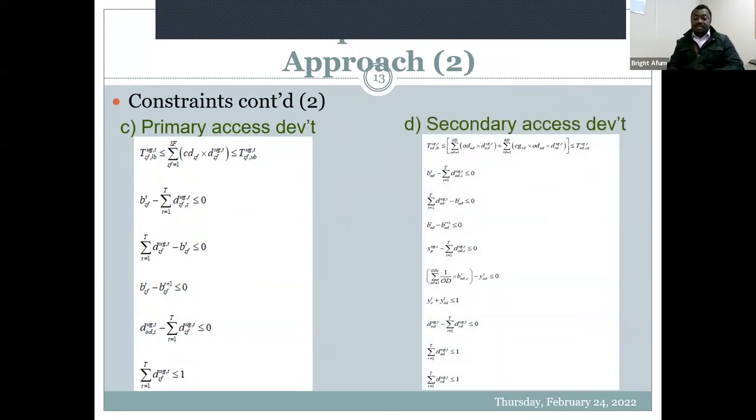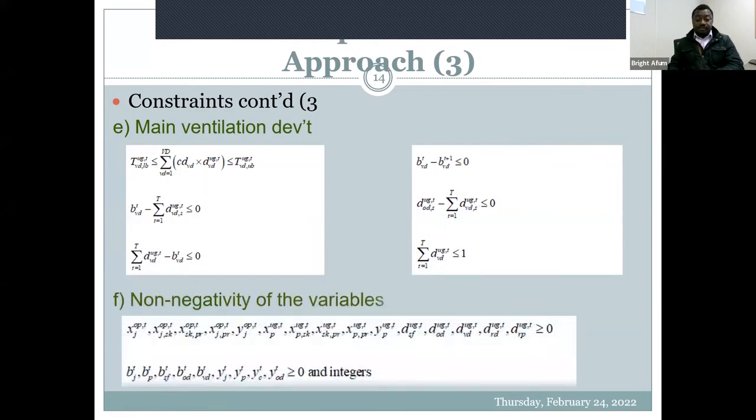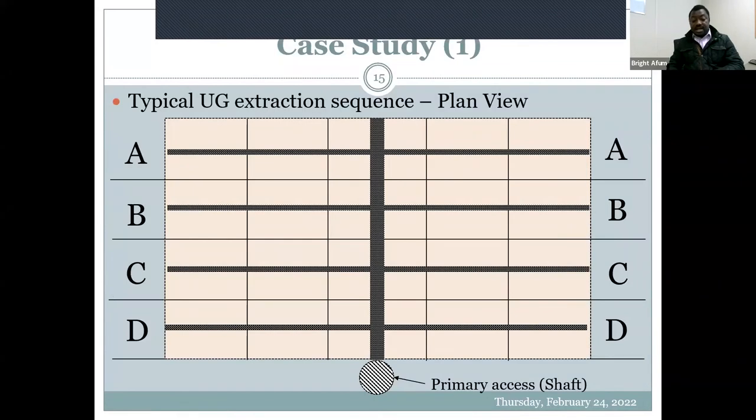Then the secondary asset development in terms of the ore drive, the cross cuts, all those things. Then you also have the relationship between the ventilation developments that you have. And you want to ensure that the solution that you receive is not negative. That means that it is feasible. So for a typical mine, this MILP model, the mixed integer linear programming model, is implemented on a typical mine.